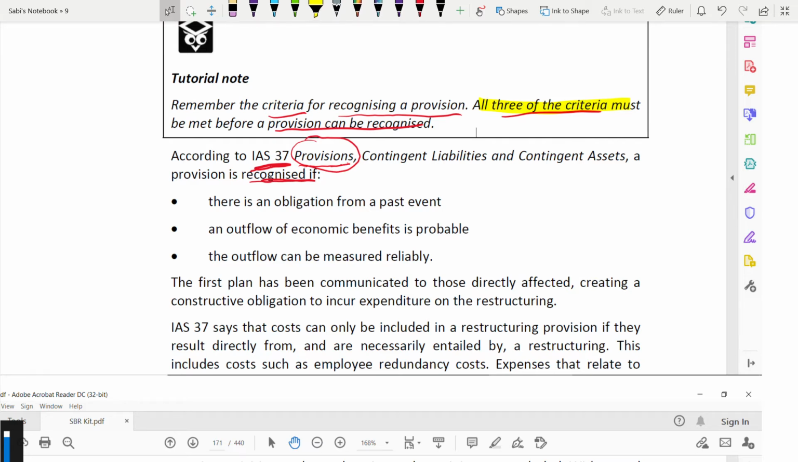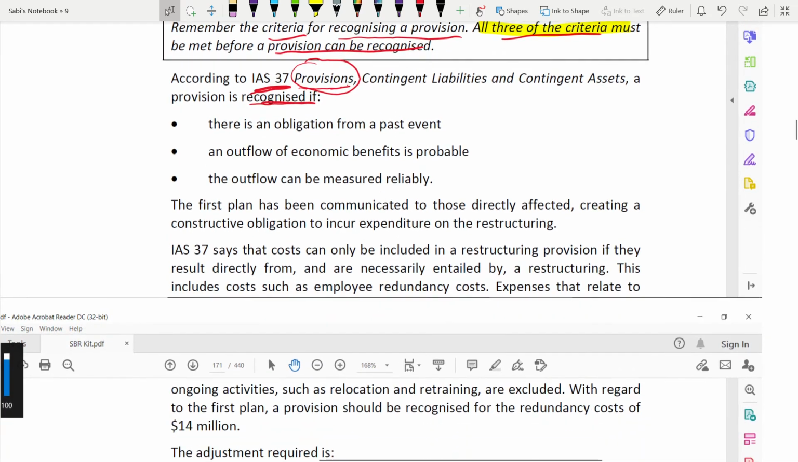Next, outflow of economic benefits is probable. Outflow means it's a cost. Cash will go from your side. Third, the outflow can be measured reliably. The cost can be measured reliably. You have to see whether they have given you some cost or not. So all three.